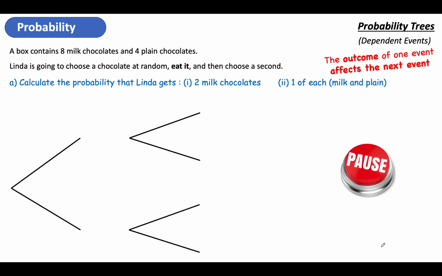Okay, I want you to have a go at this, remembering that the outcome of one is going to be affected by the other. So what are you going to do for the probability? Keep in mind what we've done, but check those probabilities on the second set of branches. So pause now.